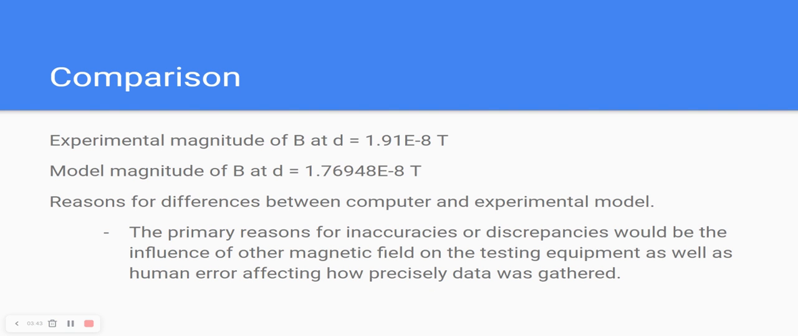So we have the experimental magnitude of B equals 1.91e-8 T as found earlier. However, the model magnitude of B equals 1.6948e-8 T. The reasons for the differences between the computer and experimental models is largely due to the influence of other magnetic fields on testing equipment, as well as human error affecting how precisely we were able to gather data.